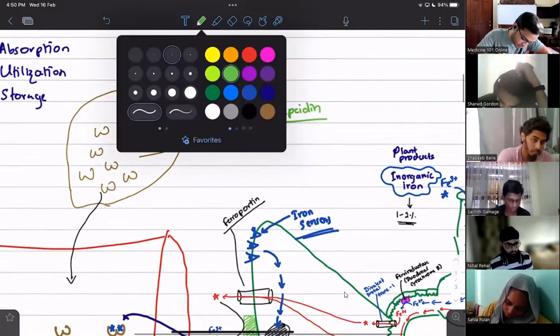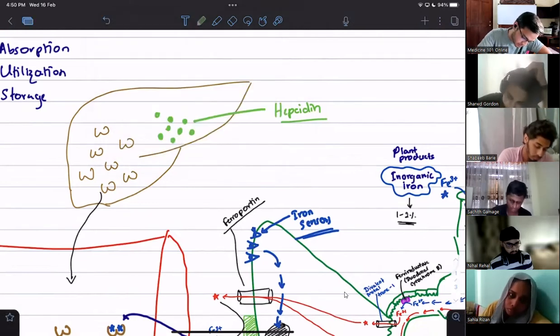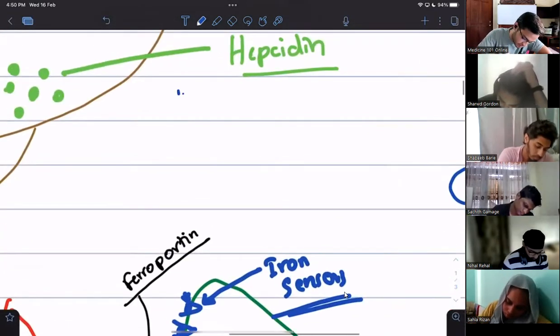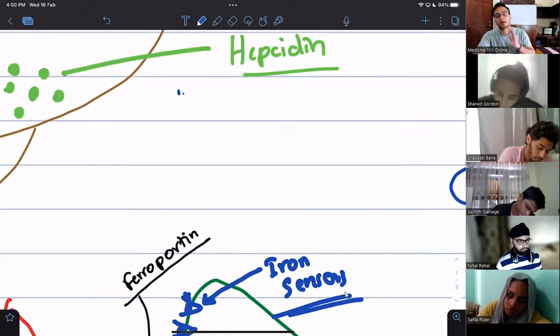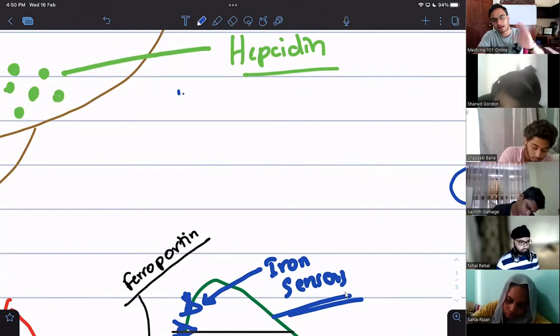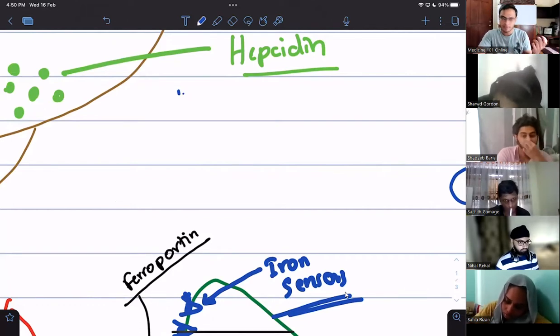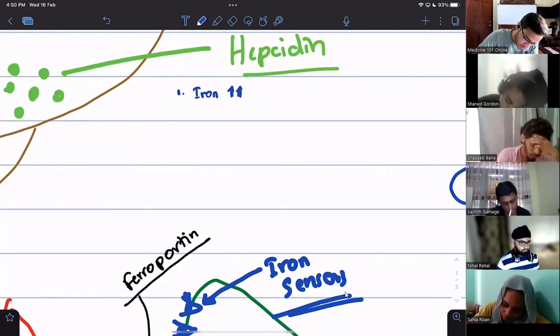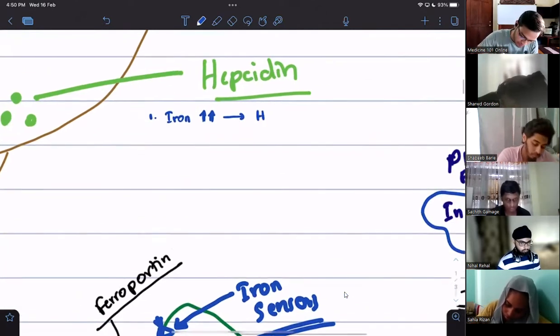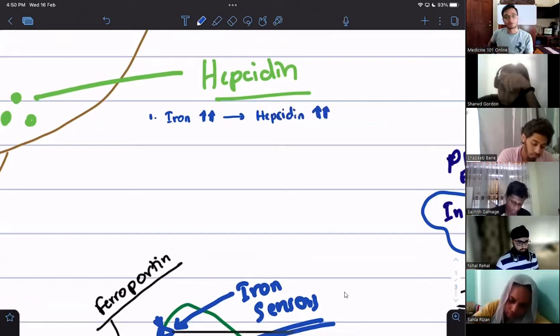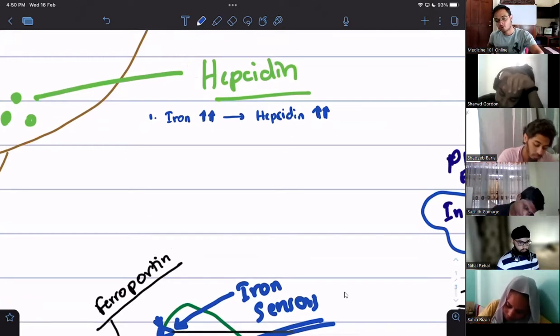Hepcidin, guys, a few points to note under hepcidin. First thing I want you all to know, hepcidin is produced by the liver. It is synthesized by the liver based on the iron amount in the circulation. What do I mean by that? If iron is too high in the body, this is directly proportional. Hepcidin synthesis will increase.